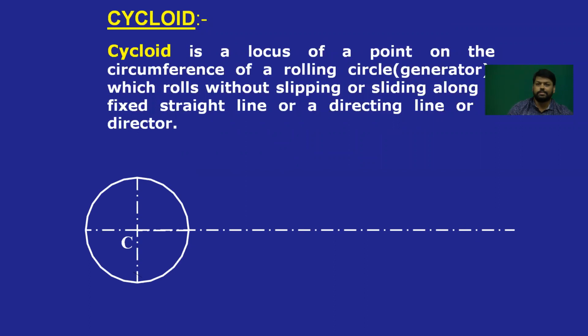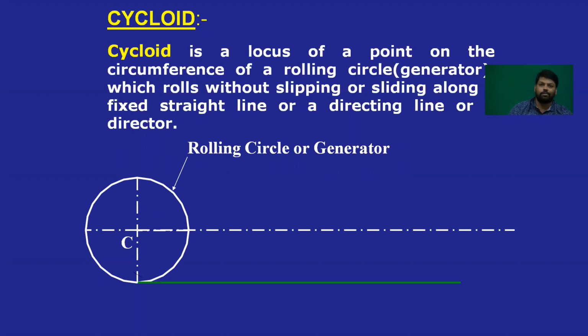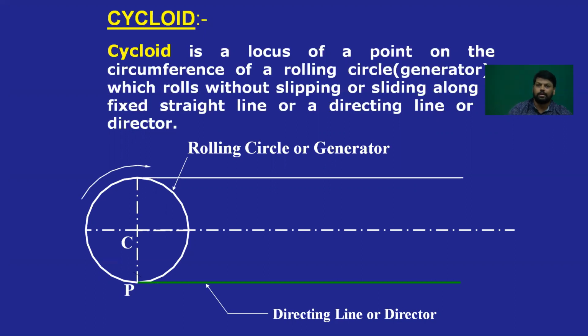The circle which rolls over the straight line is called the rolling circle, or it is also called the generating circle because it generates the curve. That curve is what we call a cycloid. The blue line indicates the straight line on which this circle rolls, so the straight line is called the directing line. Now the circle is rolling in the clockwise direction.